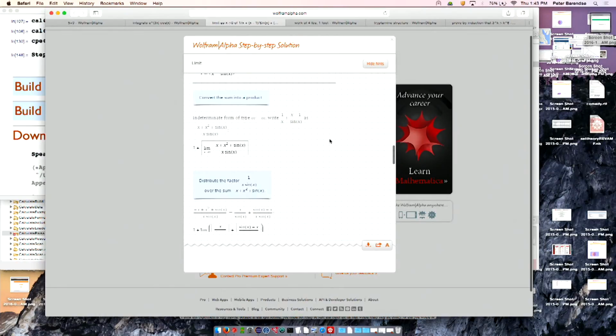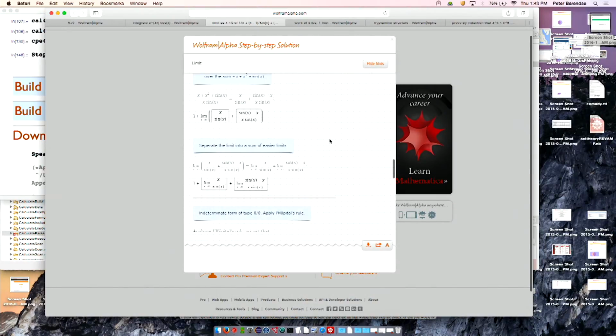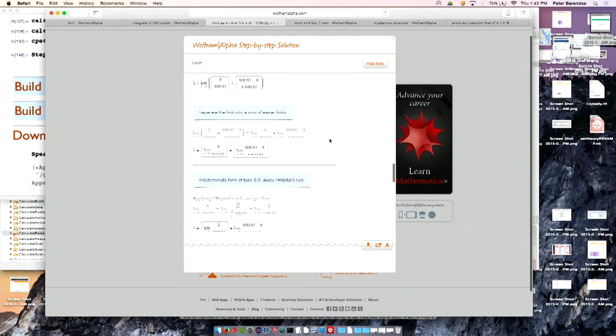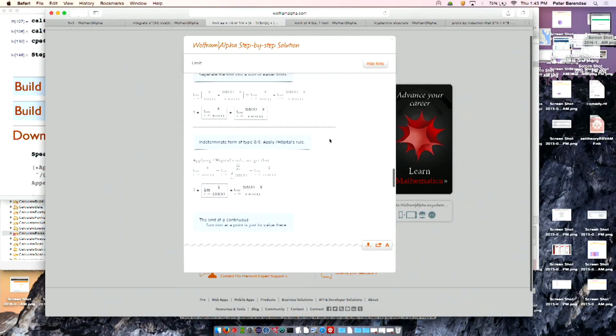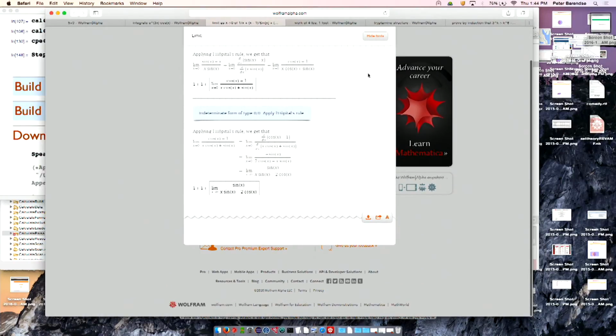So we evaluate continuous functions. Just when you see an indeterminate form, apply L'Hopital's rule. What else? Okay.